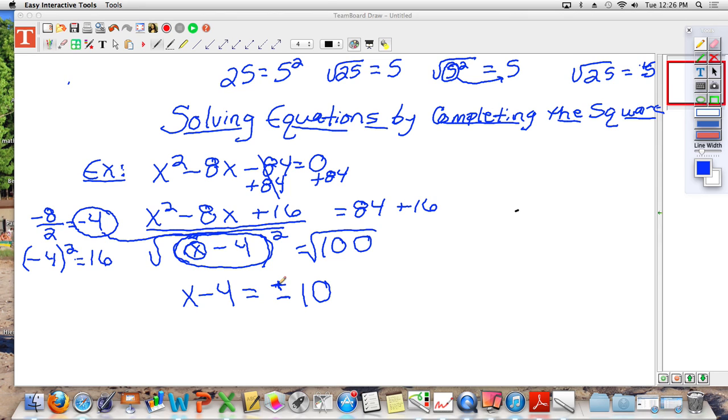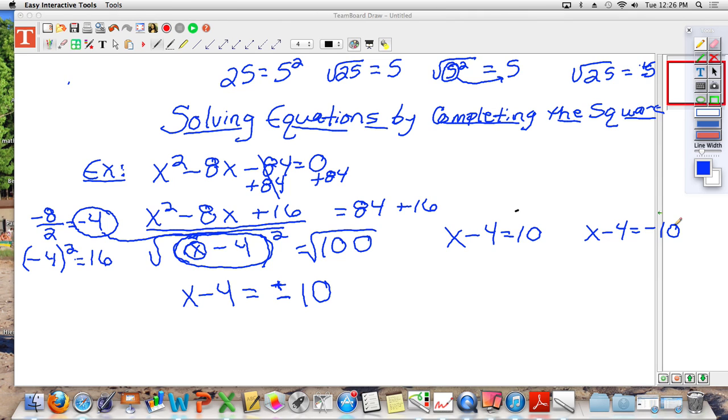I'm going to come over here to the side, and you need to write down, okay, well, x minus 4 could be 10, but it also could be negative 10. It could be 10, it could be negative 10. And what you've done here is created two very, very simple algebraic equations. How do you solve for x in the first one?